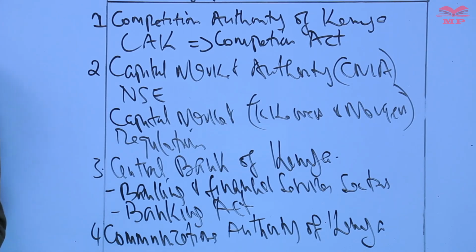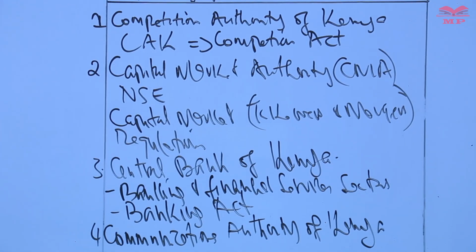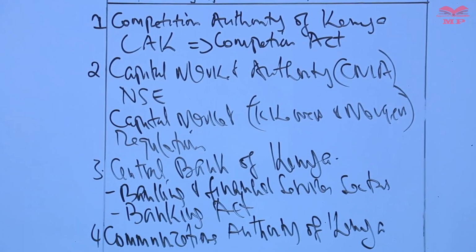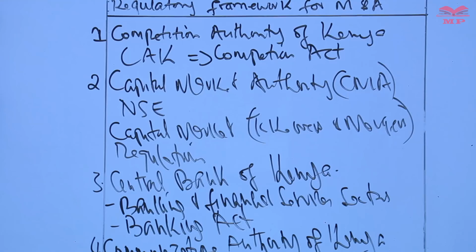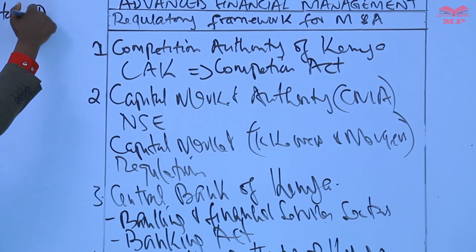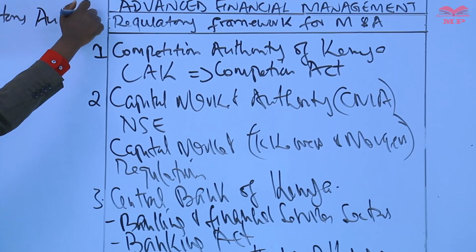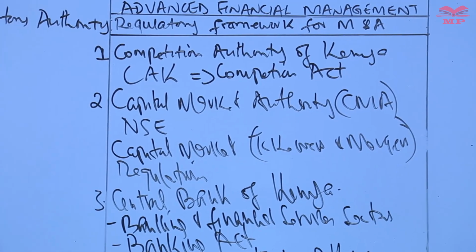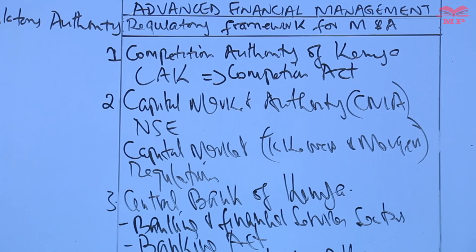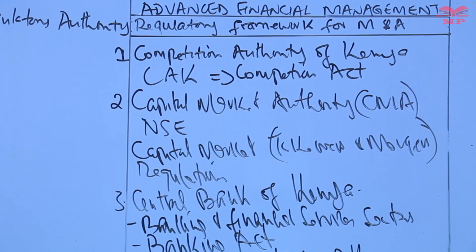The fifth body is the Insurance Regulatory Authority. The Insurance Regulatory Authority, the IRA, regulates mergers and acquisitions of companies within the insurance sector.